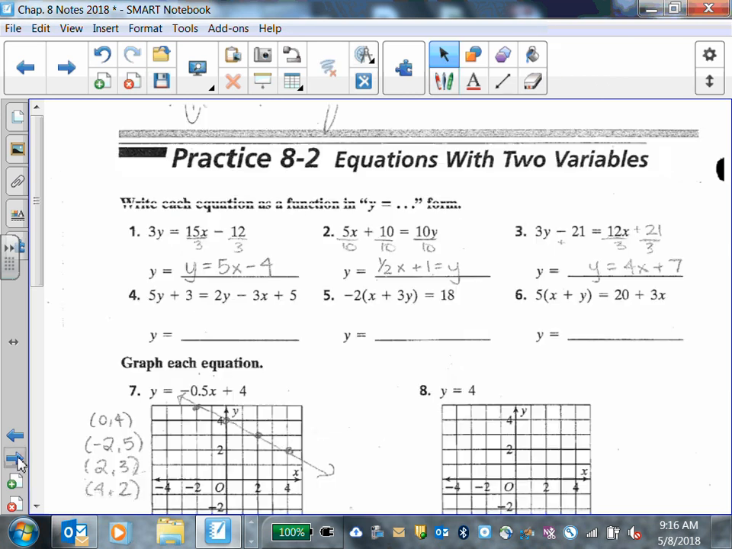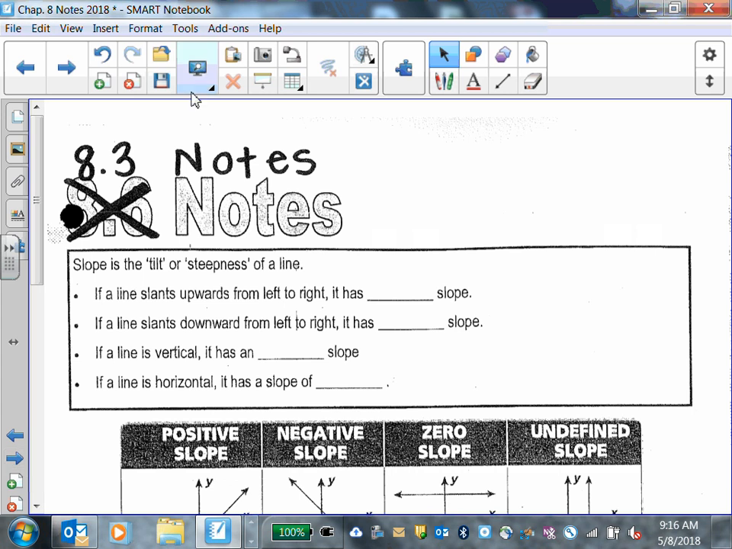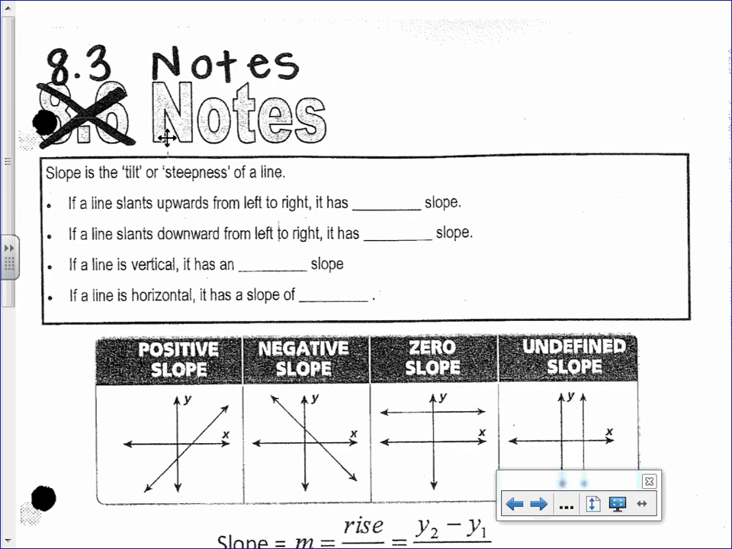And what we call that in algebra is slope. So first you have to understand slope. You've probably heard slope before with skiing. If you've been skiing, you go down the slopes. The steeper the slope, the harder the hill, right? If you've been on a roller coaster, the steeper the drop, the more scary, right?